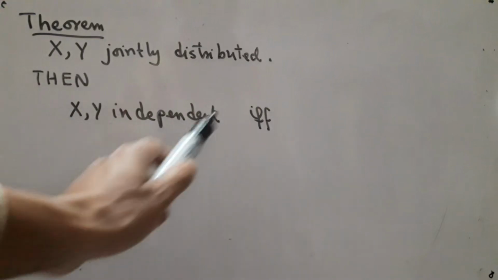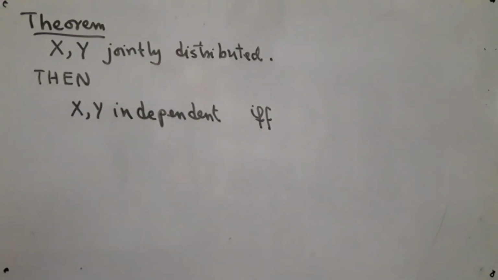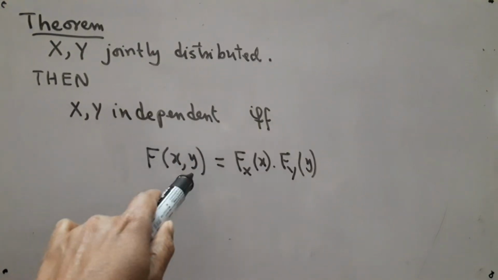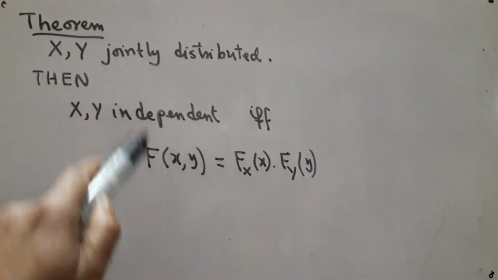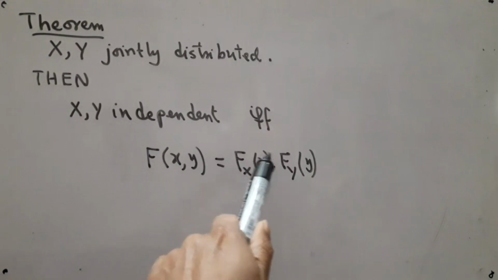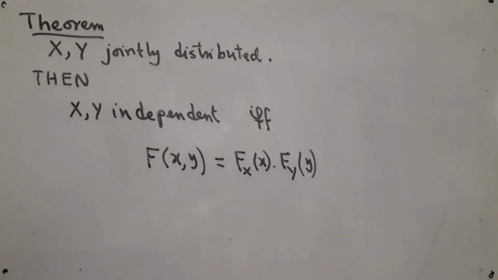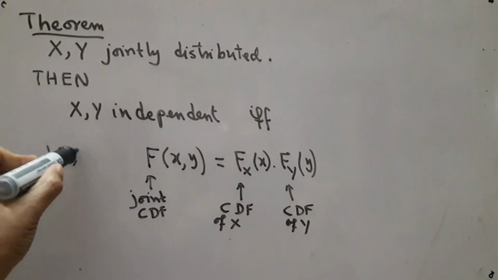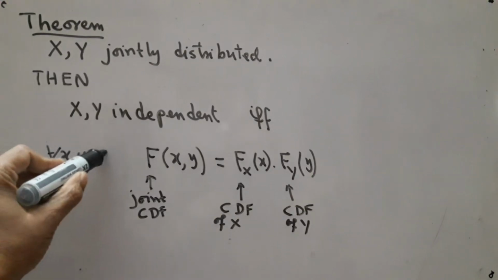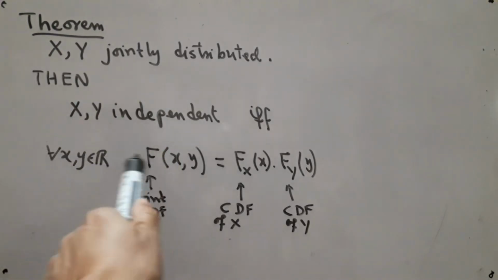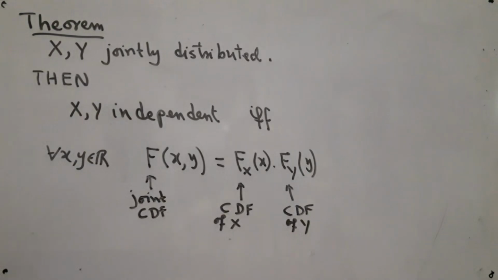X and Y are independent if and only if the joint CDF, capital F_XY, the joint CDF of the pair X comma Y, factorizes as the marginal CDF of X times the marginal CDF of Y. And this must hold for all x, y in R. If this condition holds, then they must be independent. Conversely, if these two are independent, then this condition must hold.